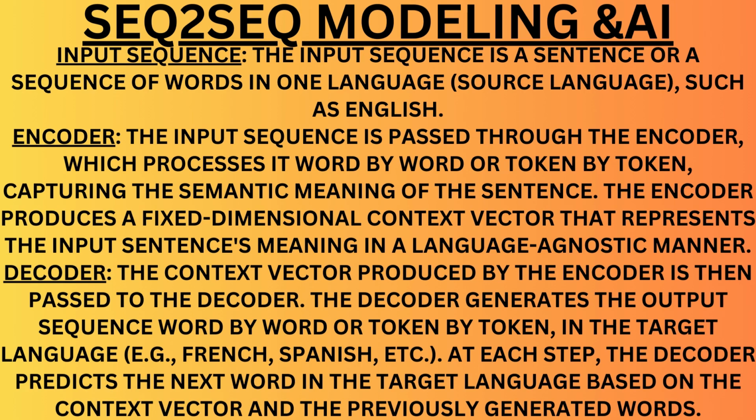Decoder. The context vector produced by the encoder is then passed to the decoder. The decoder generates the output sequence word by word or token by token in the target language, that is French, Spanish, etc. At each step, the decoder predicts the next word in the target language based on the context vector and the previously generated words.